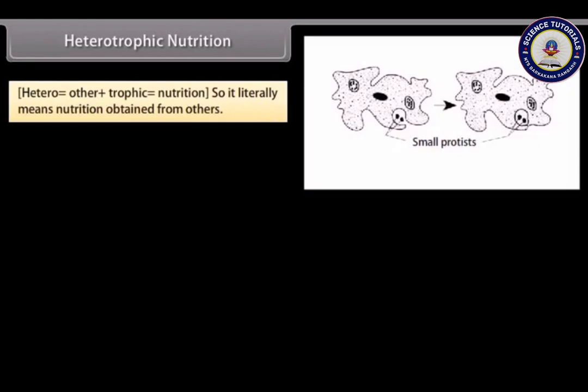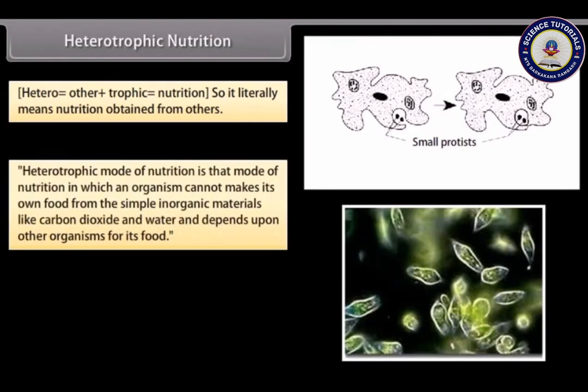Heterotrophic nutrition. Hetero, other, trophic, nutrition. So it literally means nutrition obtained from others. A heterotrophic mode of nutrition is that mode of nutrition in which organism cannot make its own food from the simple inorganic materials like carbon dioxide and water and depends upon other organisms for its food.